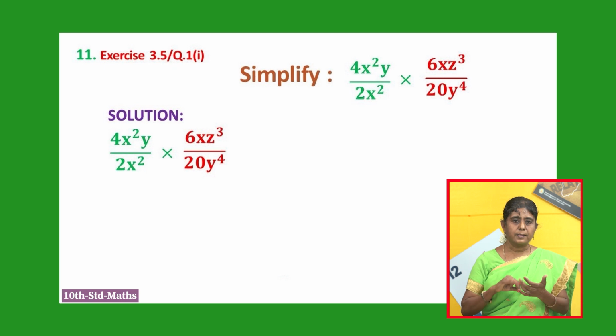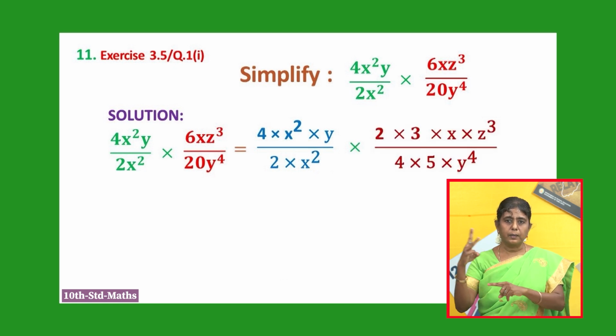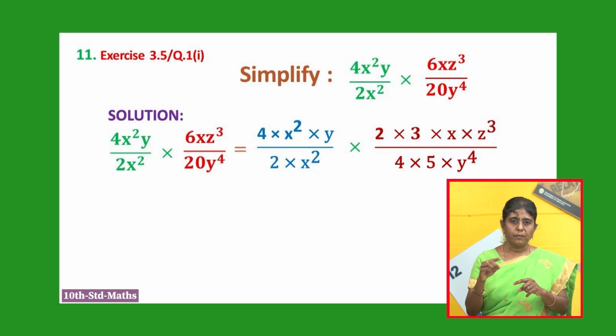So, now that should equal to what we have to do. Simply we are writing 4 into x squared into y. For the cancellation purpose, we have to write like this, 2 into x squared. Then the 6 we can write as 2 into 3. The remaining we write as it is. The 20 we can write 4 into 5. Now let us do the cancellation. 4 and 4 will be cancelled, 2 also cancelled, x squared also cancelled, you see that. The remaining we have to multiply.